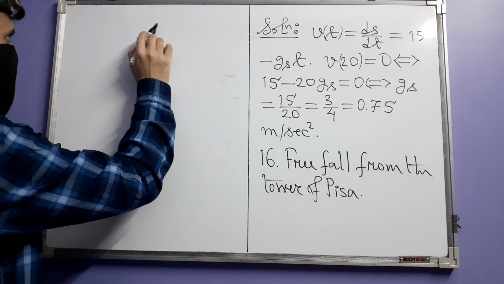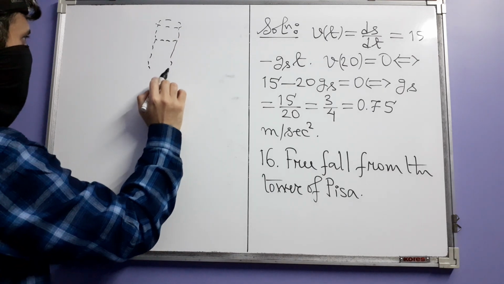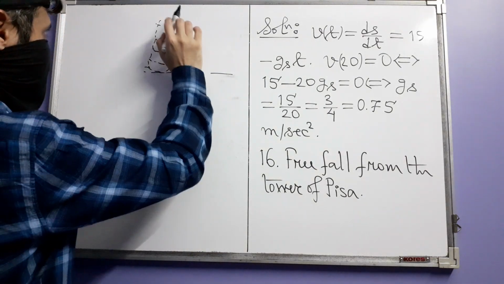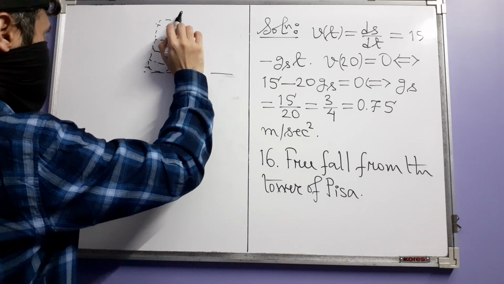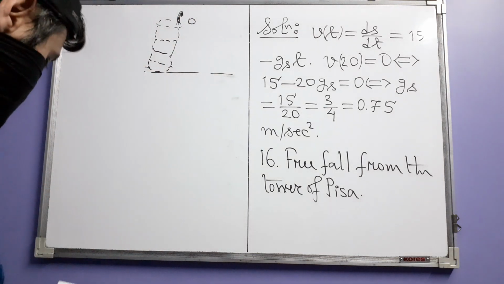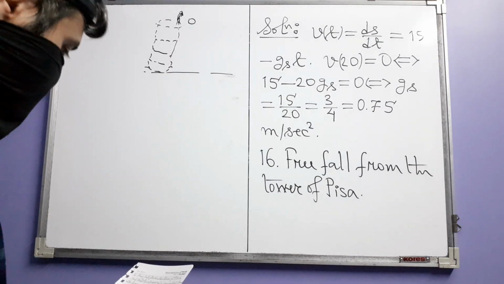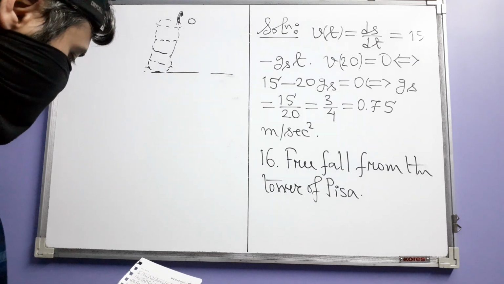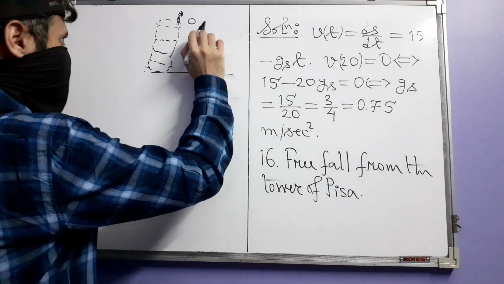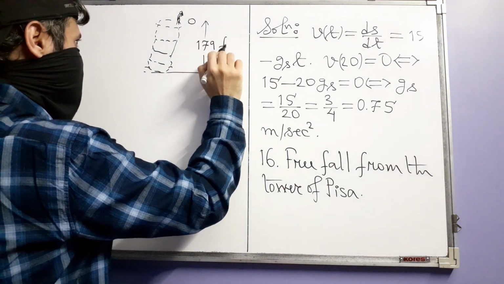Say you have the Tower of Pisa here, Leaning Tower of Pisa, and Galileo dropped a cannonball from the top of this tower 179 feet above the ground. Okay, so that's how high the tower is, I mean in its leaning position. 179 feet above the ground.